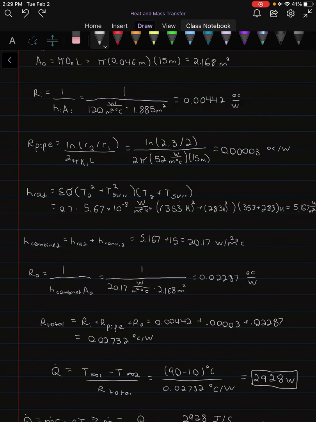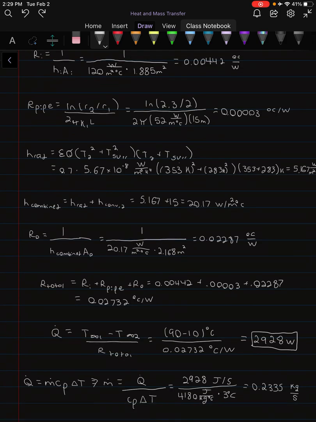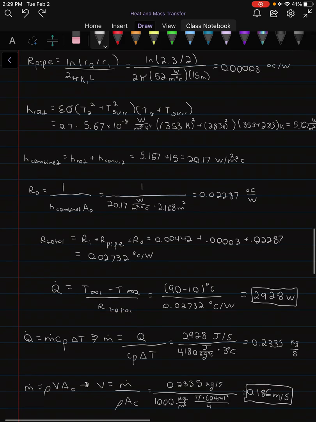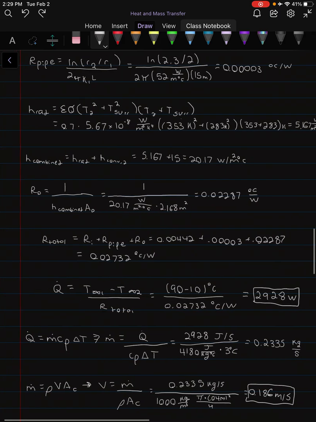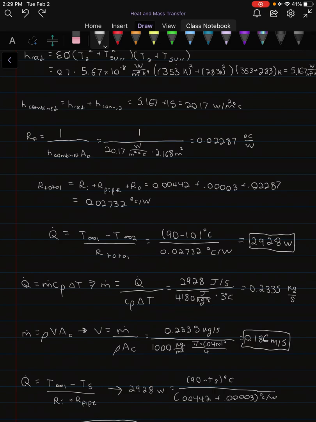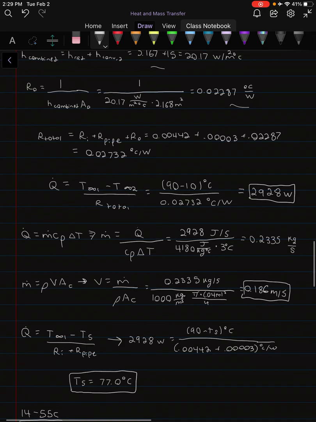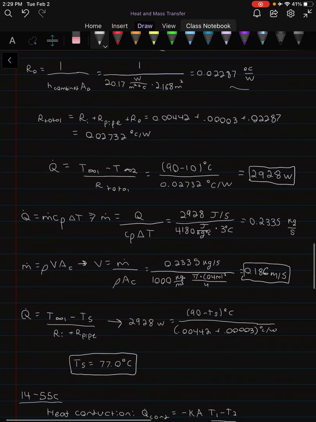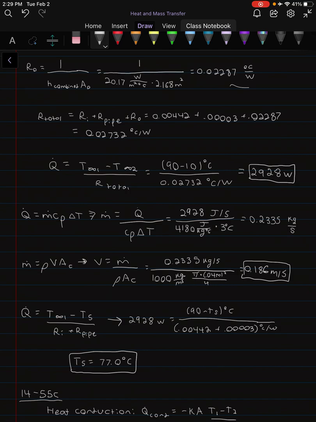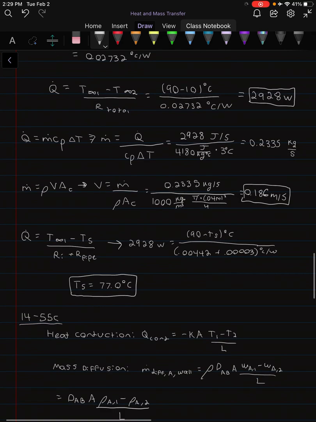And then your radiation is your sigma times your epsilon times your temperatures. So then you get 5.167 watts per meter squared K. Your h_combined is your h_radiation plus your h_convection. You get this value. You can take R_o equal to 1 over h_combined A. You get that value, and then your R_total is all of those added together. So you can take your heat transfer rate by taking your difference in temperature over your total resistance. You get 2928 watts.